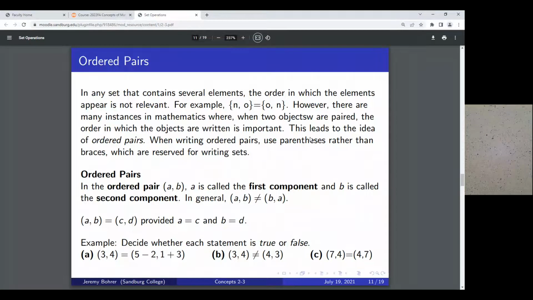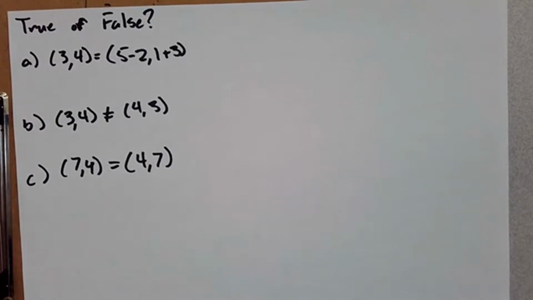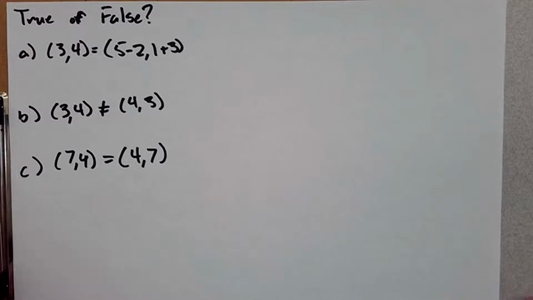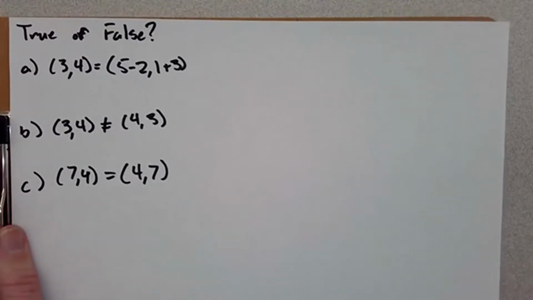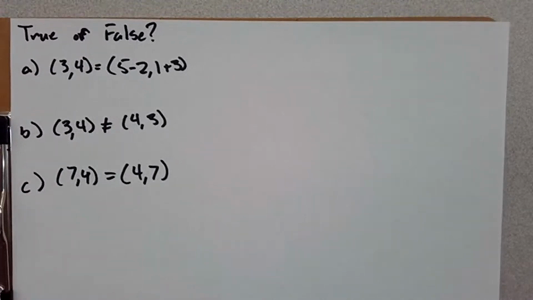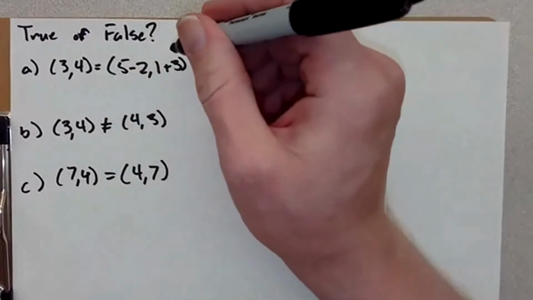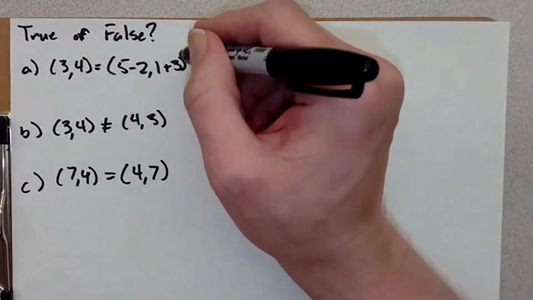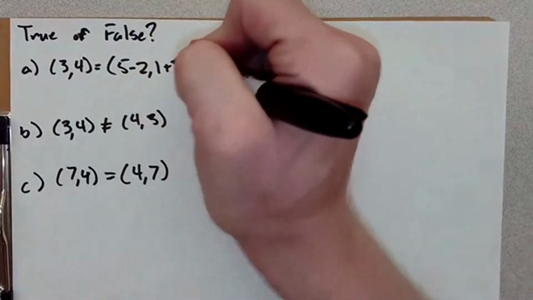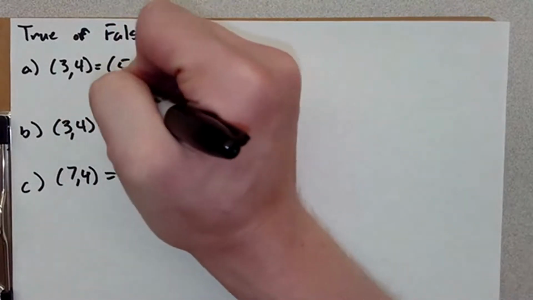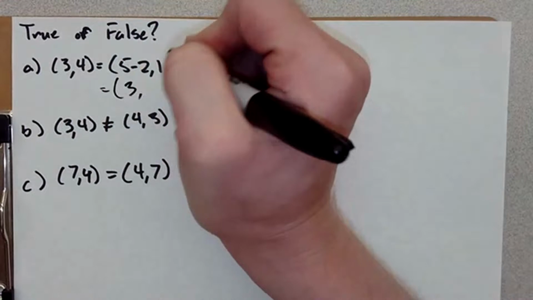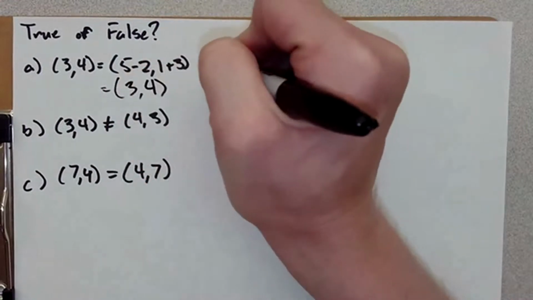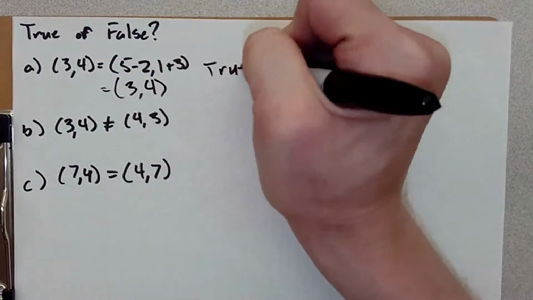Now we've got a couple of true-false statements we want to examine. Here we're talking about ordered pairs and asking if these are equal or not equal. Well, is (3, 4) equal to (5 minus 2, 1 plus 3)? 5 minus 2 is 3. 1 plus 3 is 4. So this is true. They are equal.